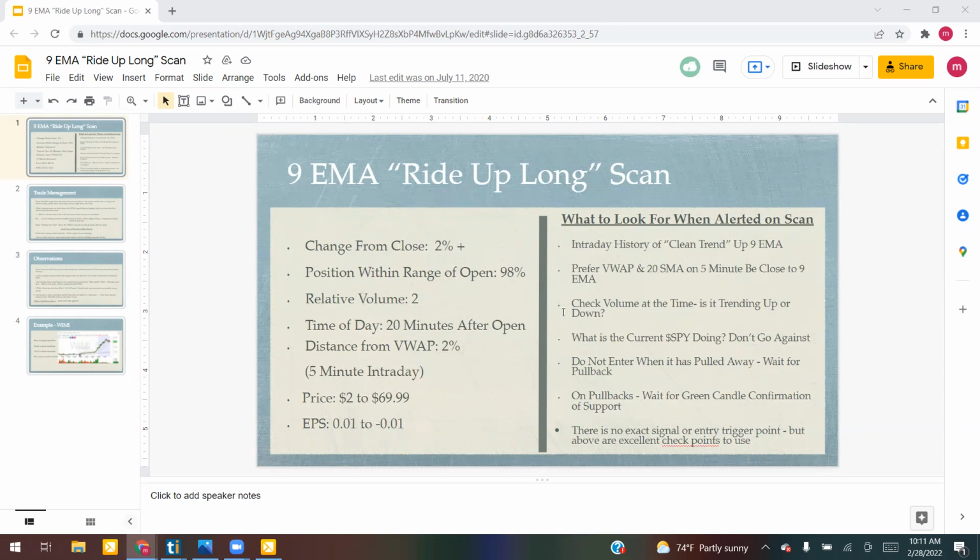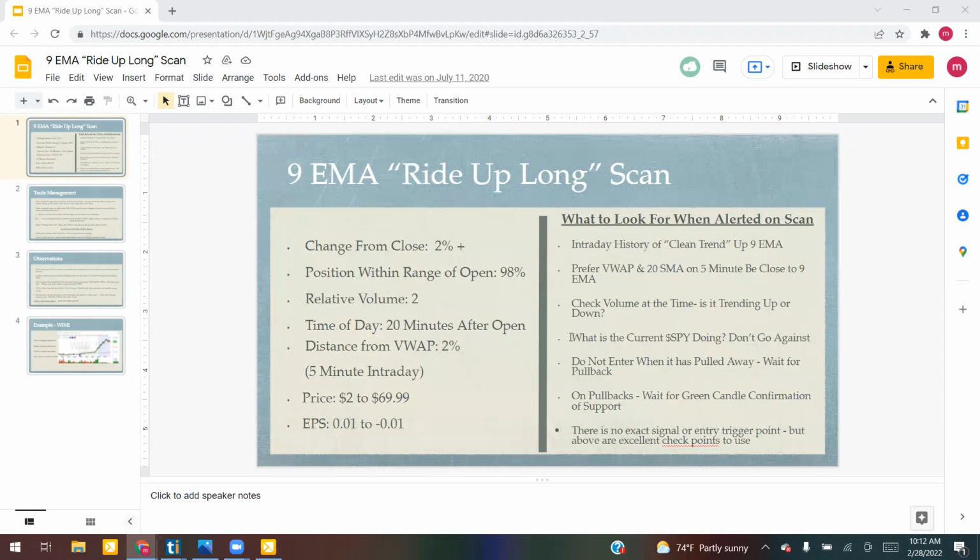And then you always, and this is the biggest mistake people make, check the volume at the time it is trending up or down and you want to enter. Check the volume bars on the 5-minute chart, and we'll take a look at some examples. Because if you're looking to go long a 9 EMA and the volume bars are trending down, that is not the time to enter it.